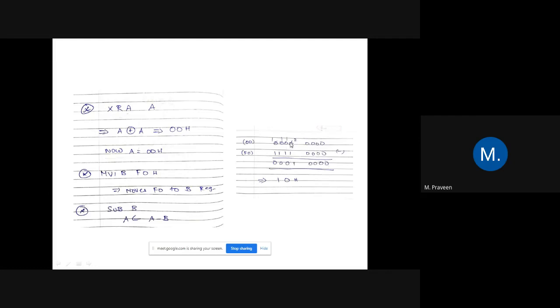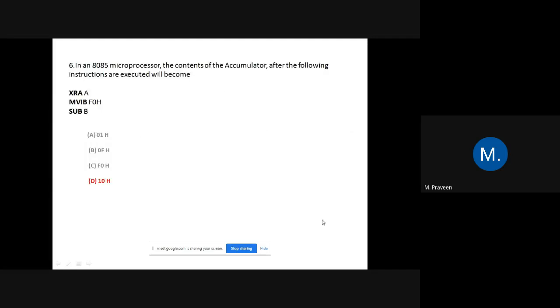In the second 4 bits, this one is 0, this one is 1. Therefore, we have to borrow from the previous term. So here it will become 2, here 1, 1, 1. So 2 minus 1 becomes 1. Then 1 minus 1 becomes 0, then 0, 0. So 0001 is 1, 0000 is 0. Therefore, the answer is 10H. I think many of us said the correct answer. So the option is D.